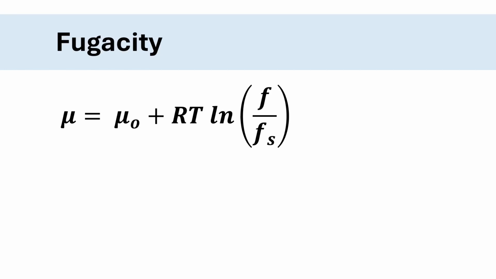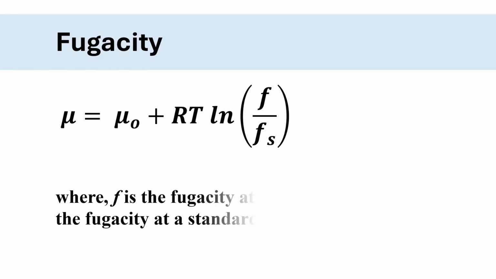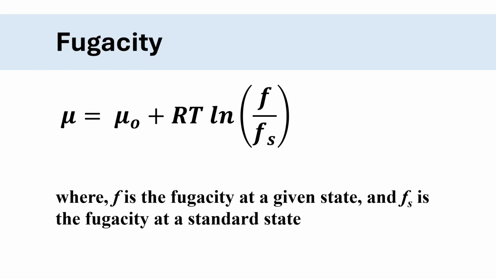In the case of a non-ideal real gas, fugacity represents an effective pressure. Fugacity represents the escaping tendency of a substance from a phase. In 1901, Gilbert Lewis first introduced the concept of fugacity. In this case, chemical potential is written as mu equals mu naught plus RT ln F by Fs, where F is the fugacity at a given state and Fs is the fugacity at standard state.